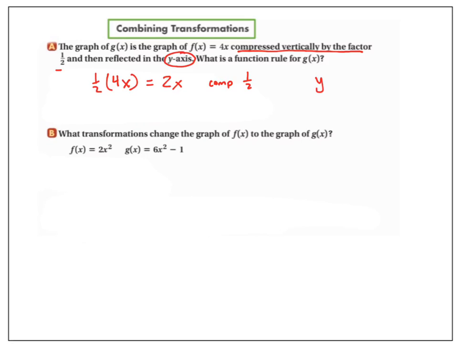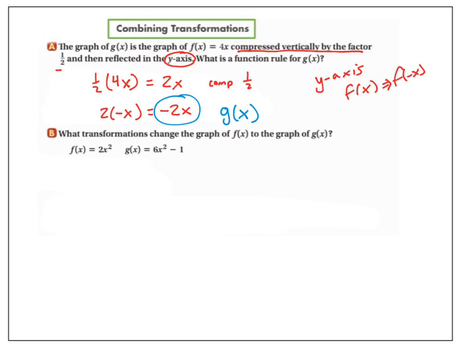And remember, when we reflect over the y-axis, we're going to go from f of x to f of negative x. So we've got to change the x value. So in this case, to do the last part, we're going to take 2 times negative x, and then we just need to simplify this, which becomes negative 2x. So this is our g of x function, which is equal to negative 2x. So we just applied each transformation separately until we can combine them to create our new function.